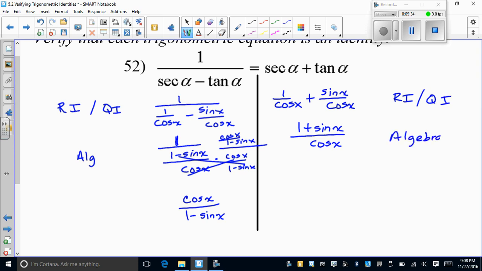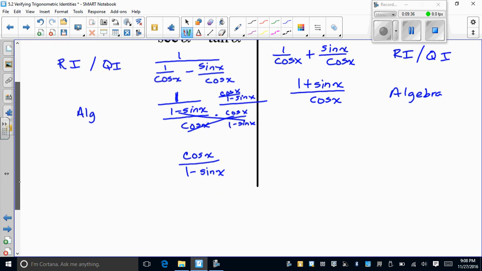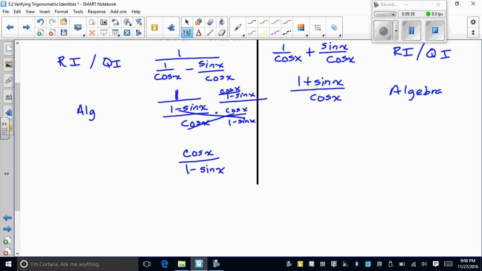But I need to figure out something here. Now, we can't use Pythagorean identities because nothing's squared. However, this is part of those identities. So what I'm going to do is multiply top and bottom by 1 plus sine of x. Multiply by the conjugate, you're going to get a difference of squares on the bottom. So this is, believe it or not, an algebra step.